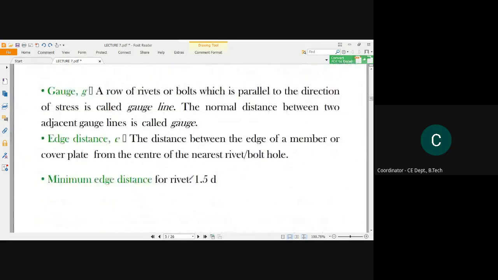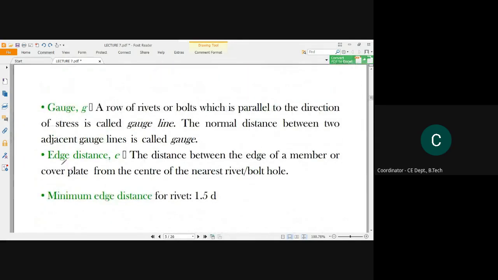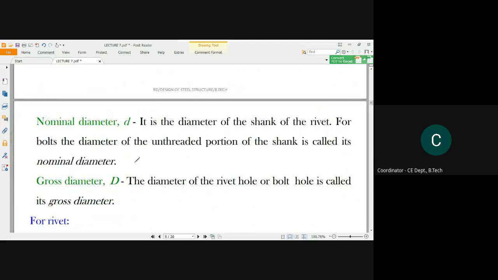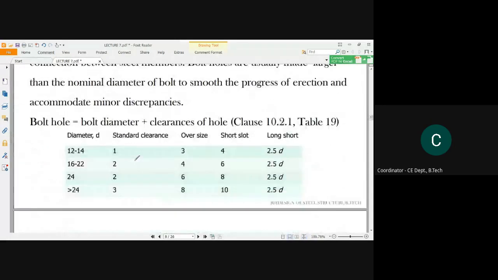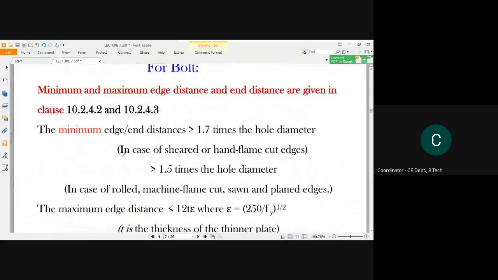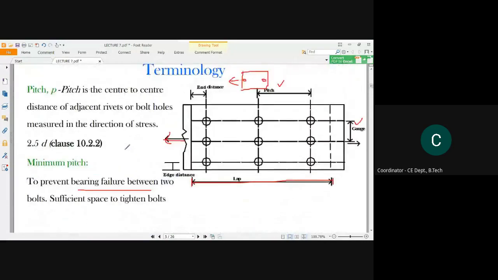And another one is called edge distance. So what is edge distance? It is the distance between the edge of a member or cover plate and the center of the nearest rivet or bolt hole. And here, is end distance given? End distance. Okay. So I will show you from the diagram.